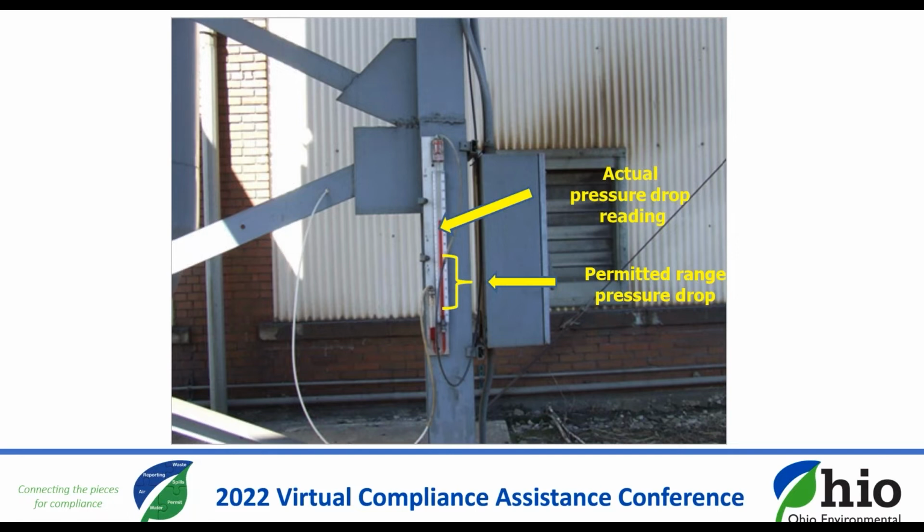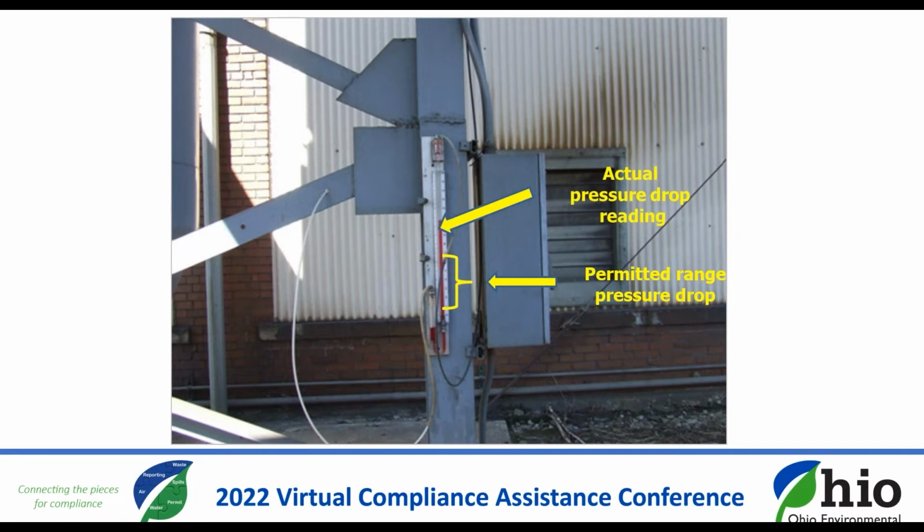Now, I point this out because the pressure range that is going to be established for a particular piece of control equipment is going to be established in the permit. It's going to be outlined. That's going to be based upon manufacturer's data that's going to be supplied by you, the applicant, or a consultant or somebody, and carried through to the actual final permit.